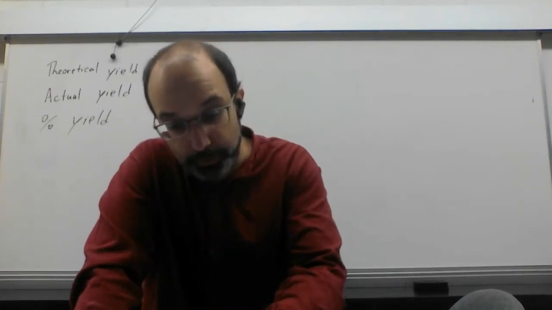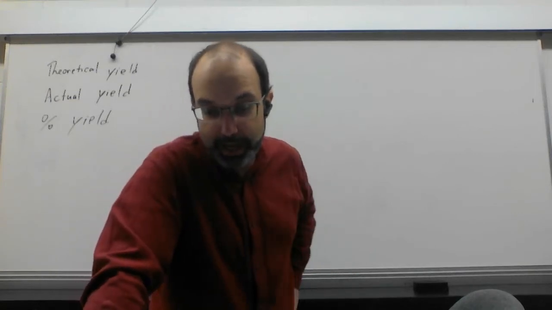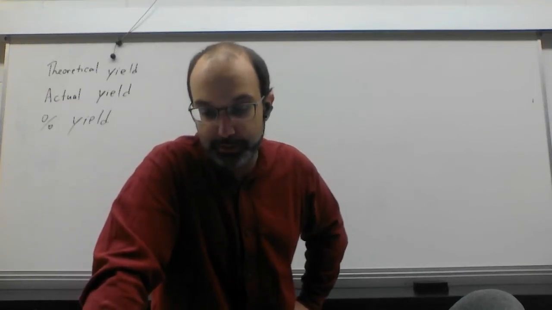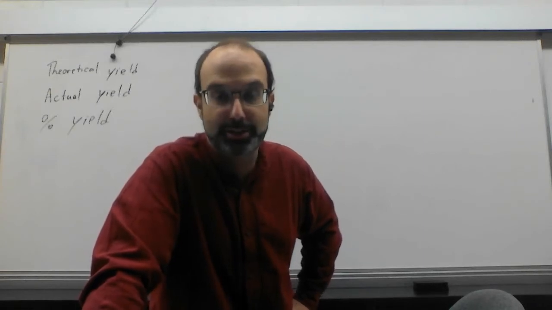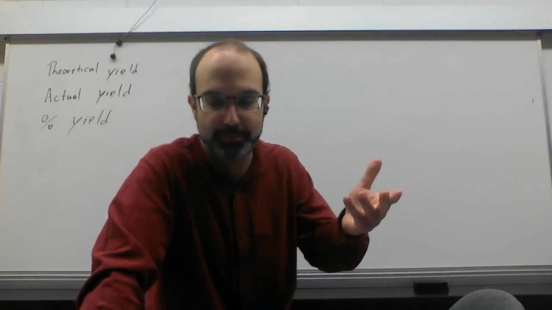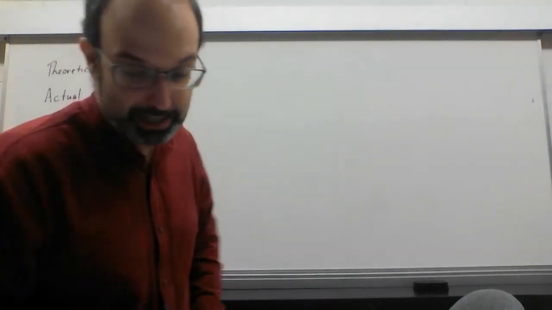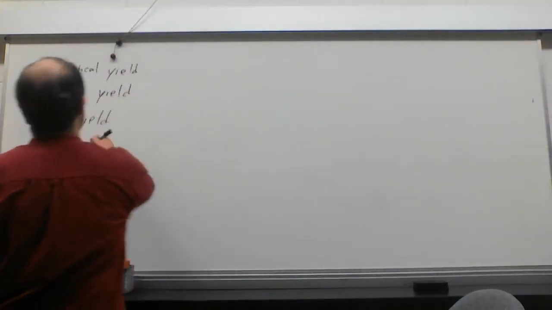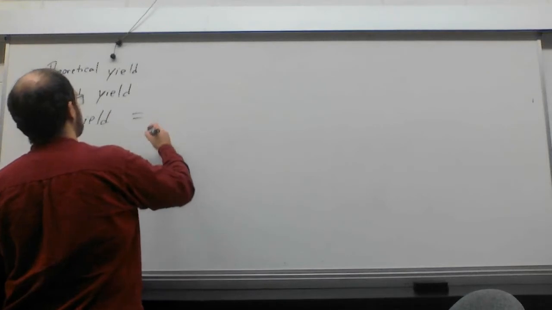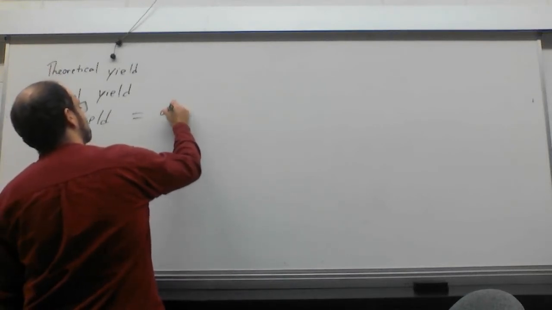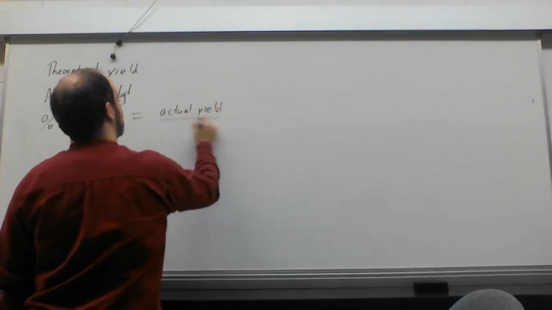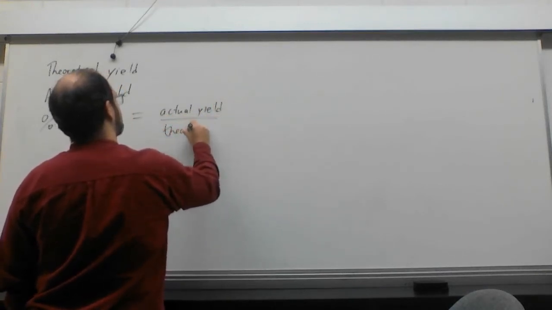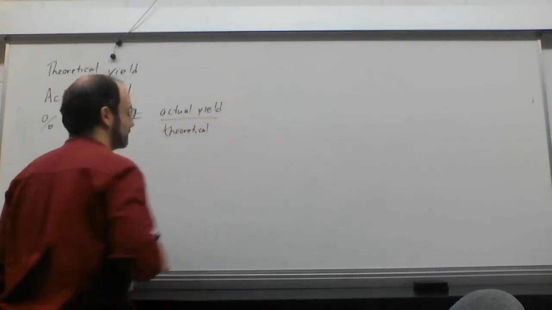Anyway, as it says here, the percent yield can be calculated using the mass of the actual product obtained and the theoretical mass of the product calculated using the balanced equation reaction, aka the stoichiometry. So in terms of what this looks like, you're going to end up with percent yield is equal to actual yield divided by theoretical.